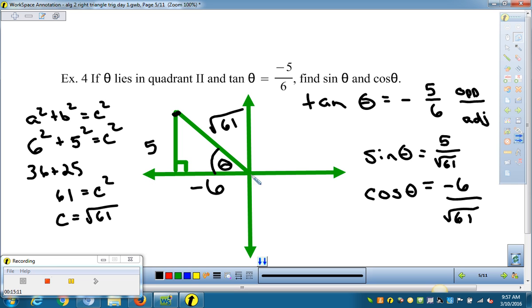Because if you think about it, if I were to draw these two lines to get to the hypotenuse edge right here, I have to go left 6. That's in the negative direction. And then up 5. Okay? So just start at the origin and say, am I going in the positive or negative direction? Other questions?